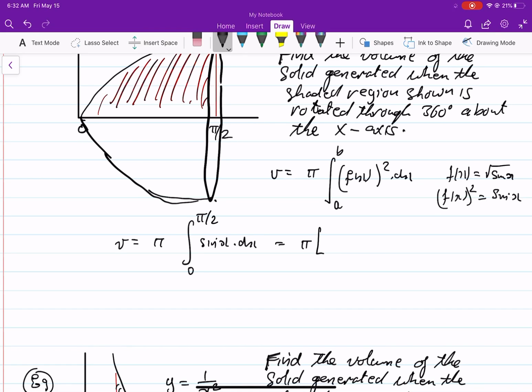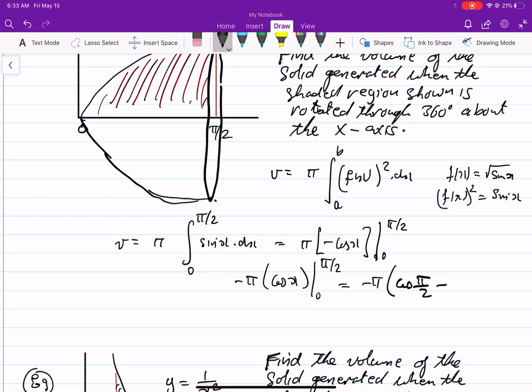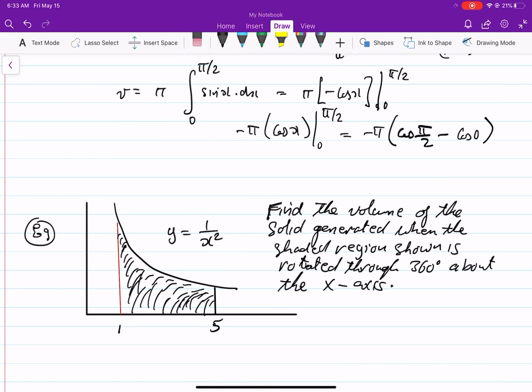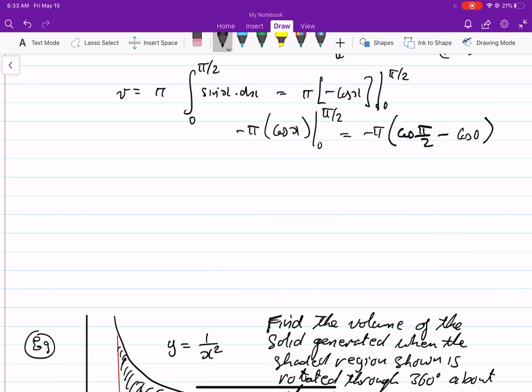Pi, when you integrate sine x, you get minus cos x, evaluated between 0 and pi upon 2. I'll pull the minus and join the pi on the outside, so it's minus pi into cos x, evaluated between 0 and pi upon 2. Plugging in the upper limit, I'll get cos of pi upon 2 minus, and plugging in the lower limit, I'll get cos of 0, which is not 0, people. Cos of pi upon 2 is 0. Volume is equal to minus pi into 0 minus, and cos of 0 is 1. So the volume ends up being pi units cubed.